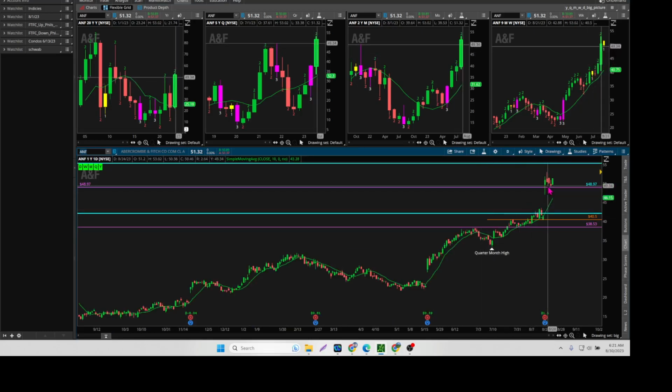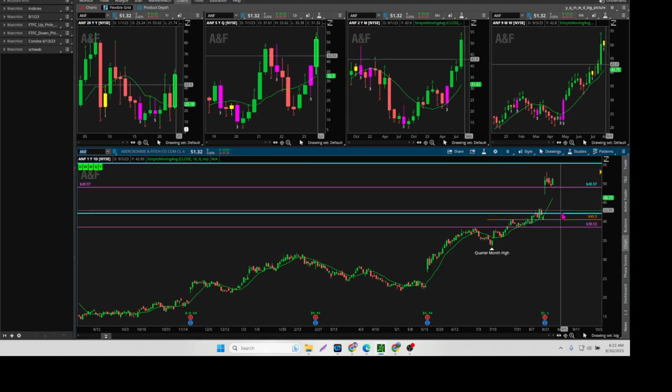You gotta be patient. When I saw this shooter here, I expected this thing to pull back a little bit, so I shorted this stock for like a day. Now keep in mind, there was absolutely no way that I was going to try to trade it back down here for a gap fill.